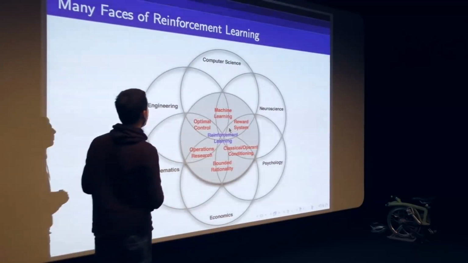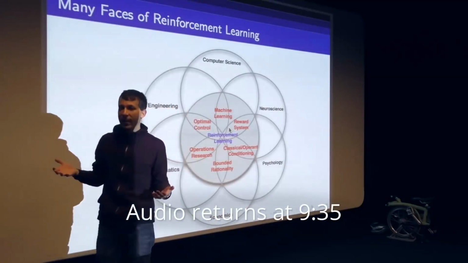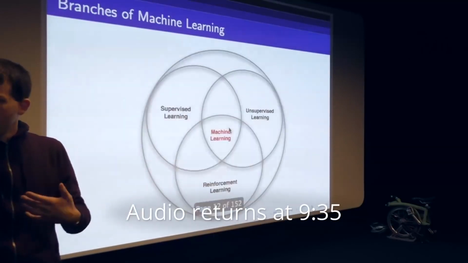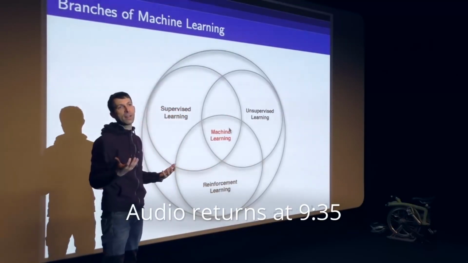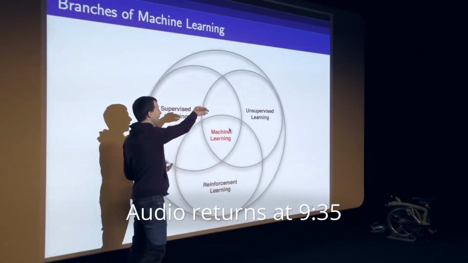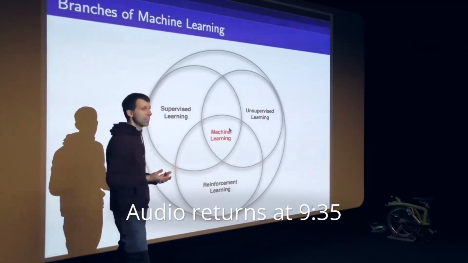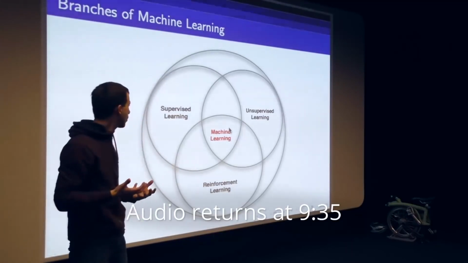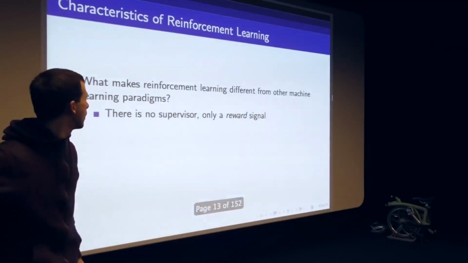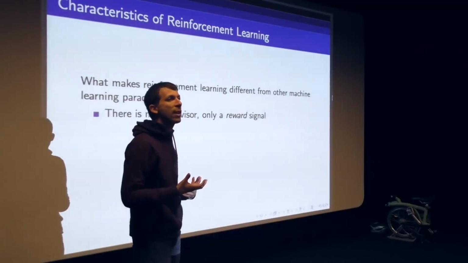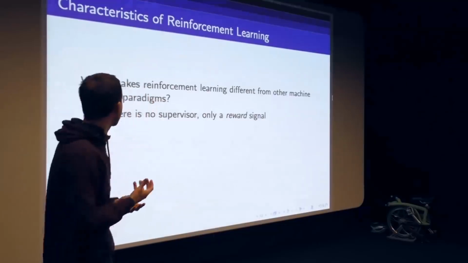So if we zoom in a bit to this diagram and try to understand, in this course we're going to talk about reinforcement learning. There's a few things which differentiate reinforcement learning from supervised learning and from unsupervised learning as well. So let's just see if we can understand those distinctions.